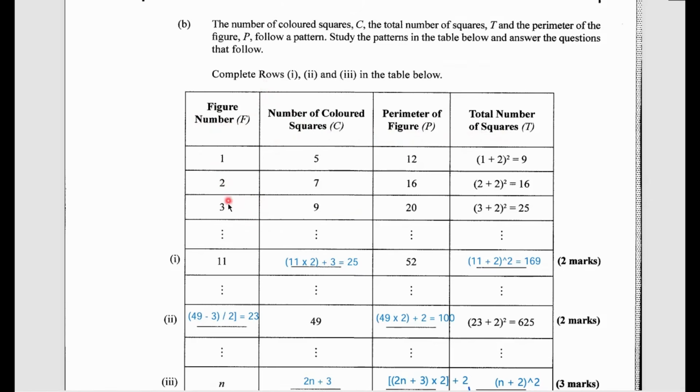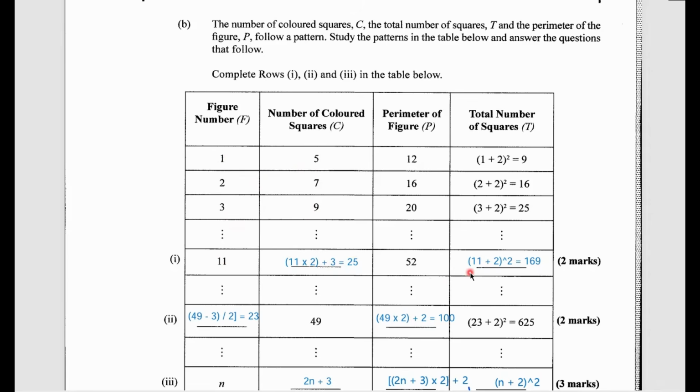What I realized with the figure number is that you multiply by 2 and then you add 3. Like 3 by 2 is 6, 6 add 3 is 9. Or 2 by 2 is 4, add 3 is 7. 1 by 2 is 2, add 3 is 5. So for 11, you're multiplying by 2, which is 22, and you add 3 to get 25. That is the pattern.